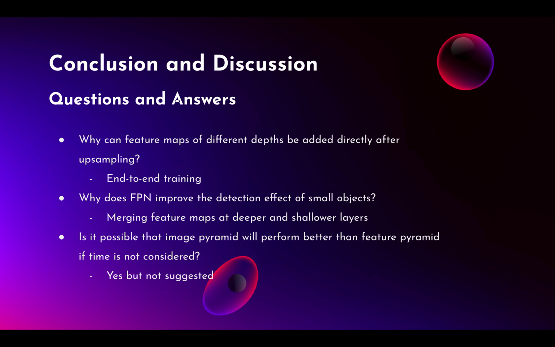The third question is, is it possible that the image pyramid will perform better than the feature pyramid if time is not considered? Well, the answer is yes, but we do not suggest it. It is possible if the training is fine-tuned, but the main problem of the image pyramid is that it takes too much time and memory. And feature pyramids can solve the problem of multi-scale detection with almost no extra calculation.